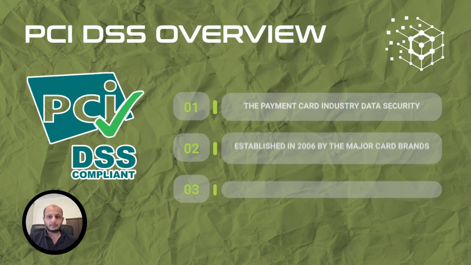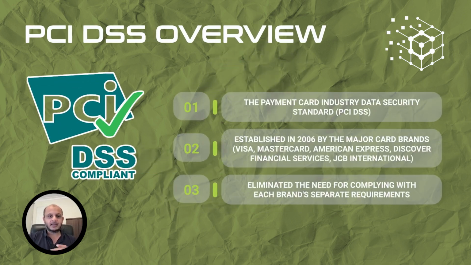First of all, the PCI DSS standard. It was established in 2006 by the major card brands: Visa, MasterCard, American Express, Discover, JCB, all of them. Why did they do it? Simply put, historically all of these card schemes had their own standards and their own programs for compliance.